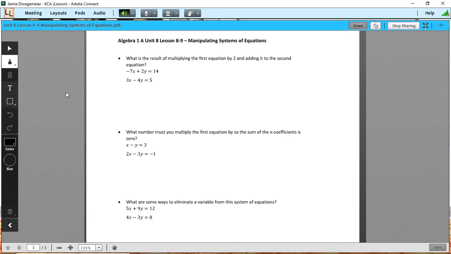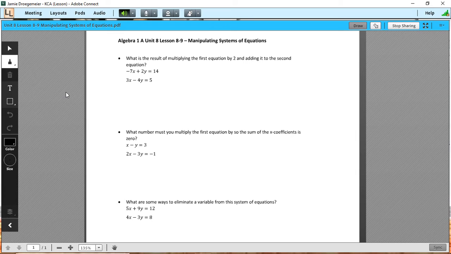Today we are in Unit 8, looking at lessons 8 and 9, manipulating systems of equations. So we're going to look at how we can make changes to these equations so that we can better work with them to find our solutions to the systems. And especially this is going to prepare us for another method of solving these systems that we'll look at in our next lesson. So let's just jump in.